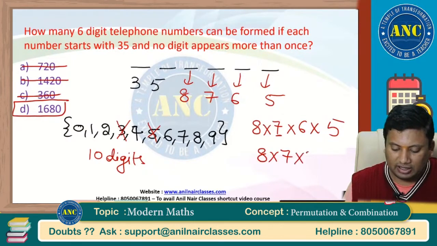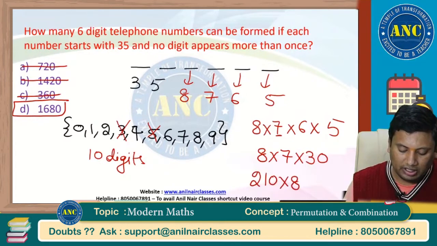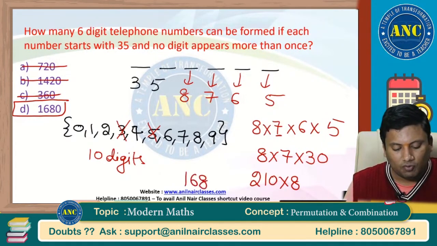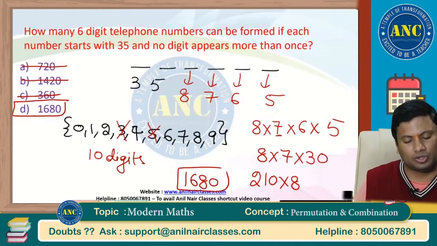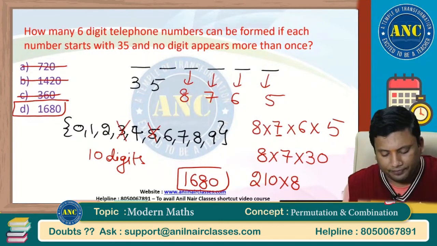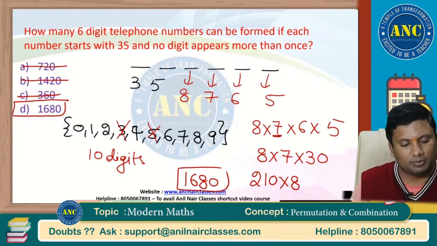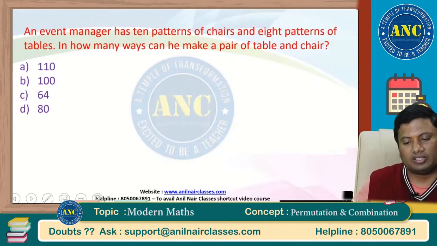6 5s are 30. Answer is nothing but 210 into 8, which is nothing but 1680. You don't need to do all this, just go by the right logic. Answer should be divisible by 7. Only option which is divisible by 7 is 1680.